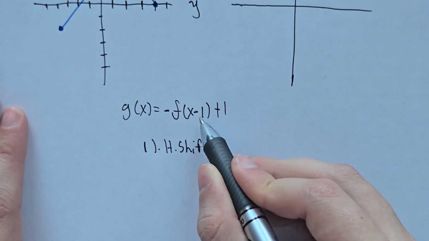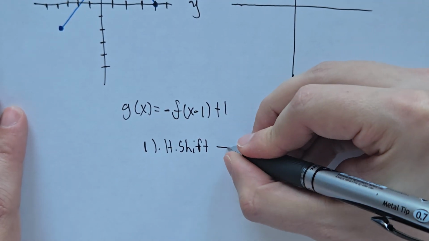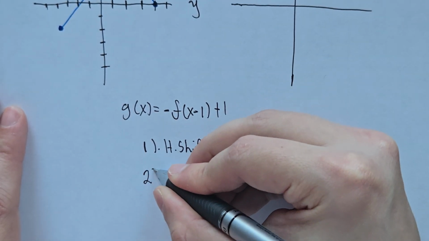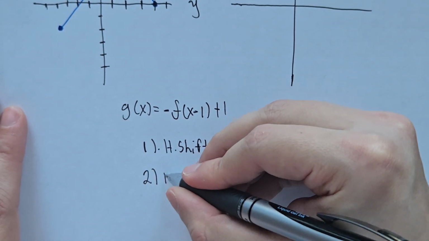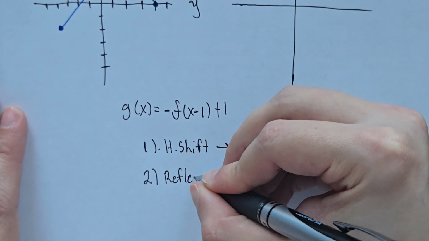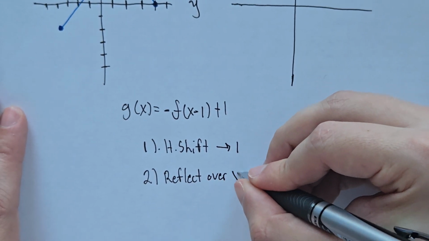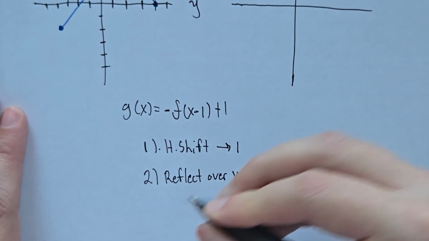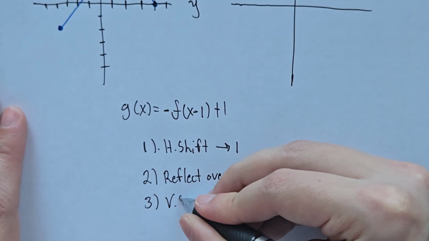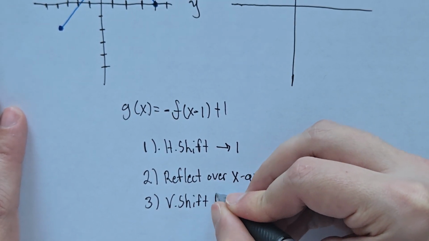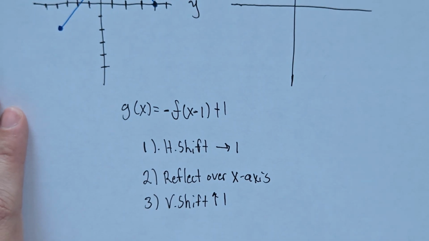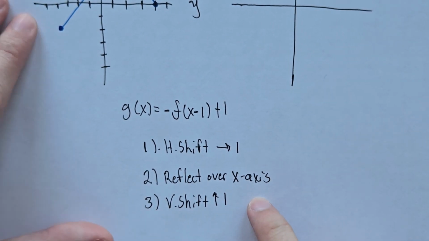So the 3 transformations are first going to be a horizontal shift, because we see there's a horizontal shift on the inside. We're subtracting 1, which means we're actually going right 1 unit. Then we're reflecting again over the x-axis, because we're taking the negative sign of the entire function. And then 3, we're doing a vertical shift up 1.